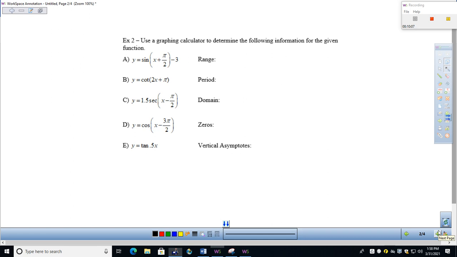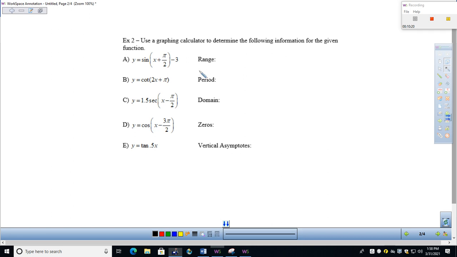Again, just kind of matching up some of these equations with some of the characteristics graphically. And so it looks like I did five different ones here: sine, cotangent, secant, cosine, and tangent, and some of the characteristics of these functions that we've been talking about. Again, relatively arbitrary, but the idea is I should be able to give you any one of the six trig functions, any characteristic, and you can use a graphing calculator to analyze that characteristic properly.